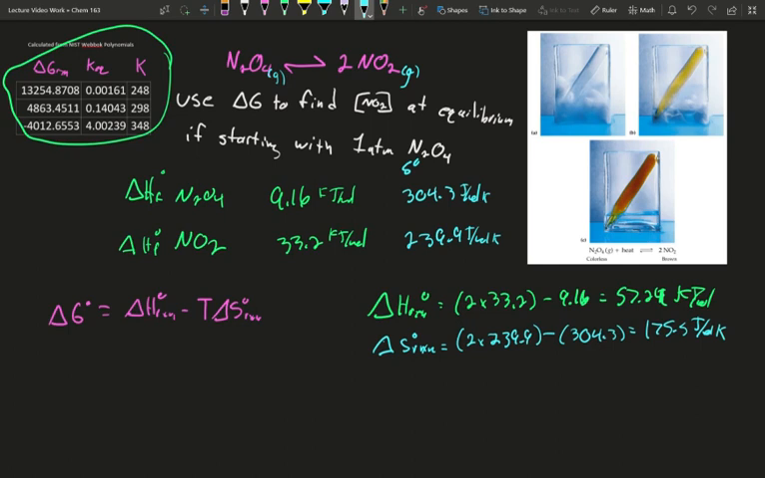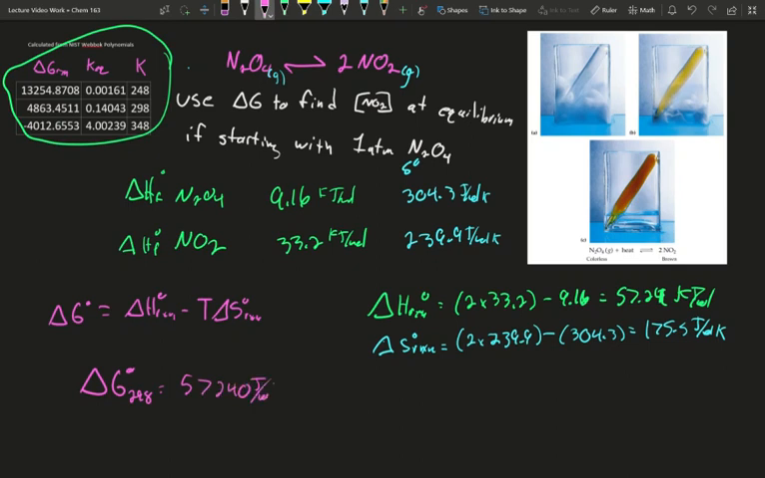So the reaction does become more entropic because we have more moles of gas, even if each particle of gas is slightly less entropic for just having fewer atoms to be vibrating than our starting molecule. Well, if we want to plug these in, delta G naught at 298 is going to equal 57.24. Let's convert that to joules.